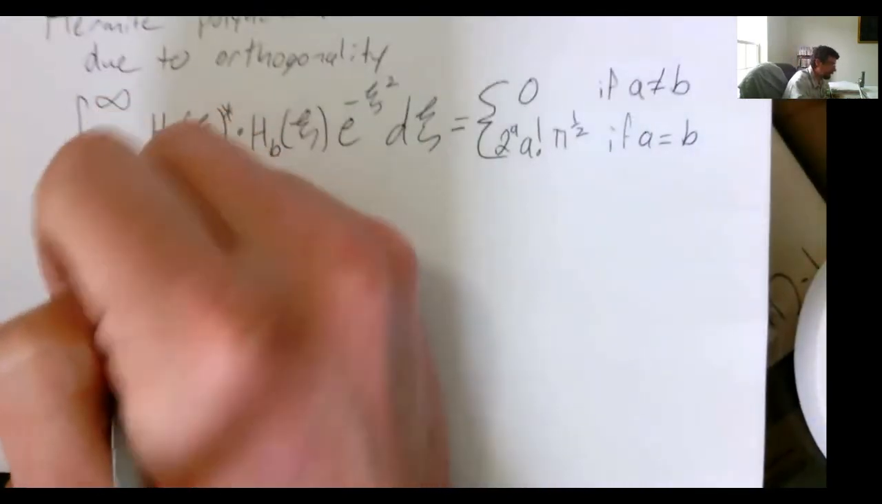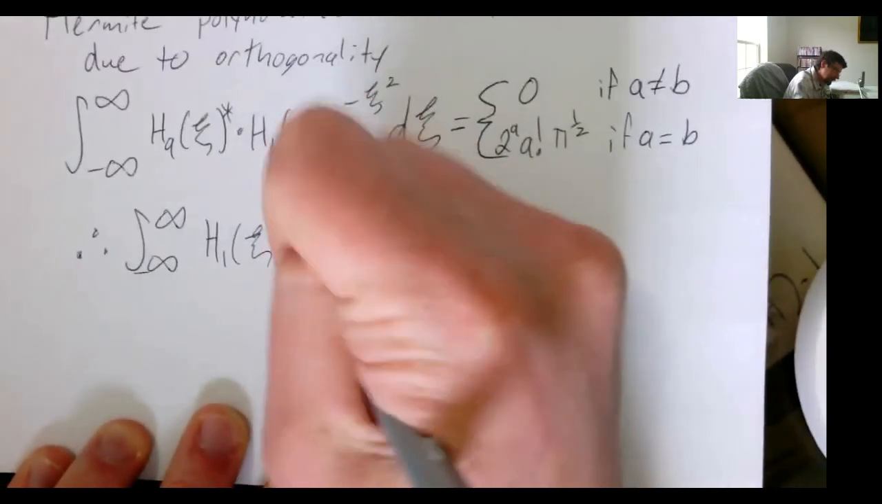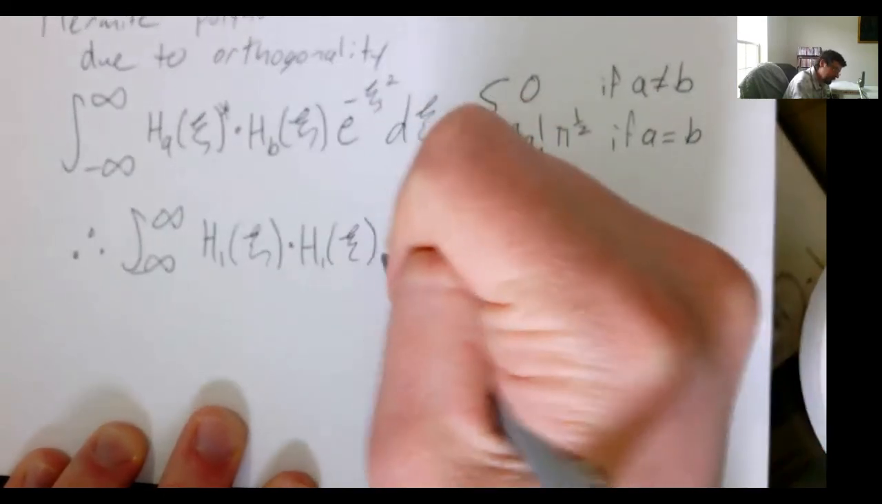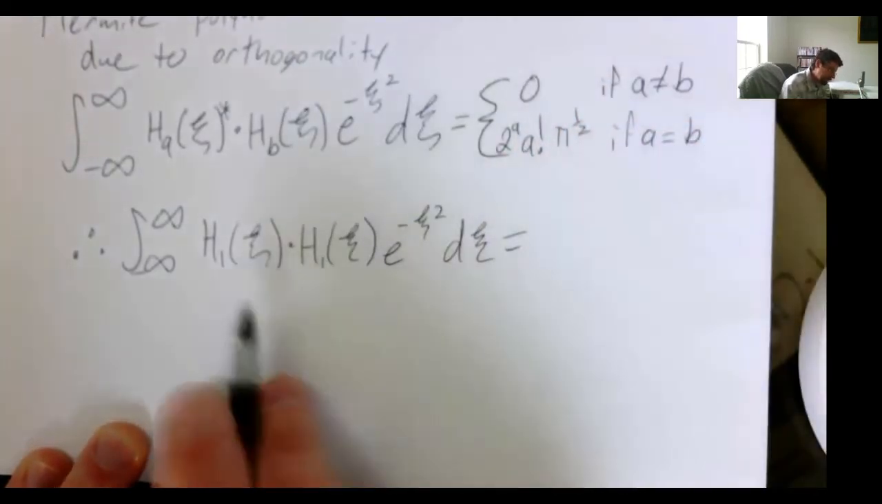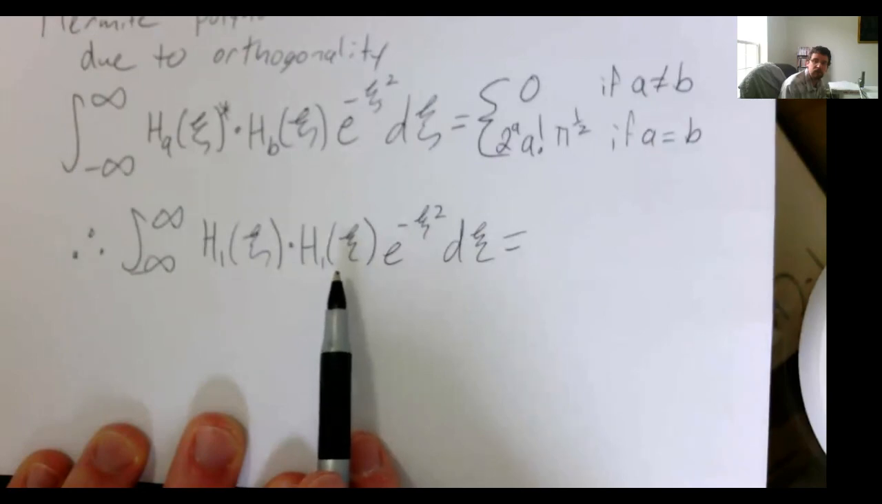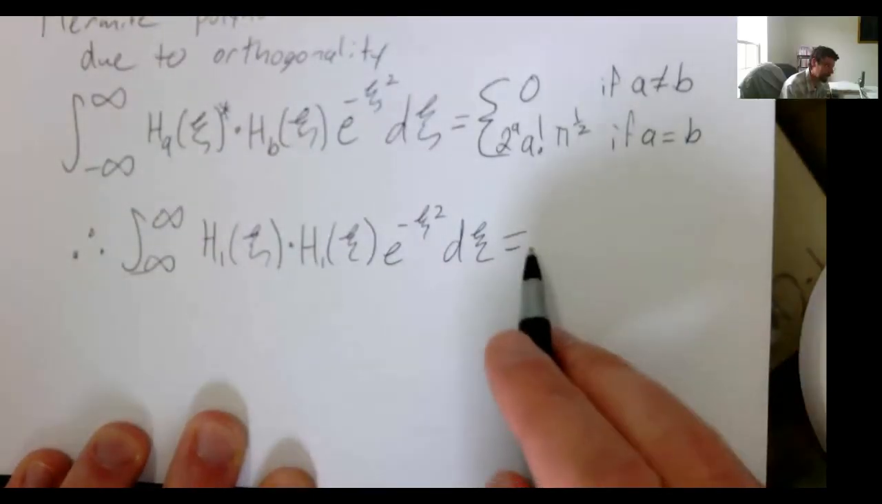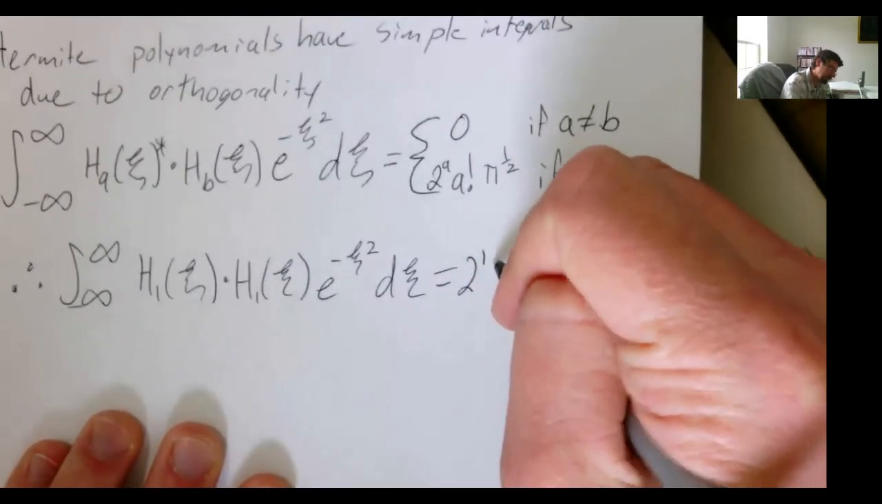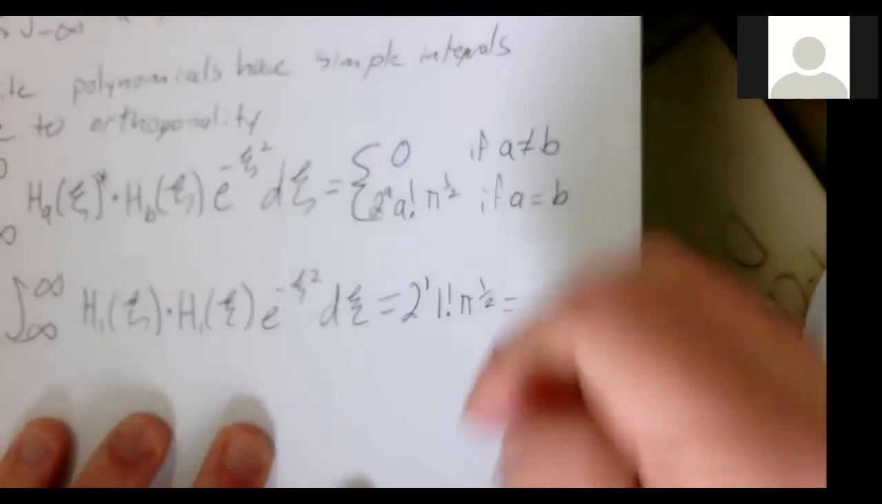So now, if we plug that back in to our previous expression, let's just look at it for alpha 1. H1 epsilon times H1 epsilon e to the minus epsilon squared d epsilon. If we take that integral, what is our value of A in this case? Remember, A is down here. That's 1. So what's the resulting integral going to be? 2 to the 1, 1 factorial, pi to the 1/2. So what's that equal? 2 pi to the 1/2. Yep.